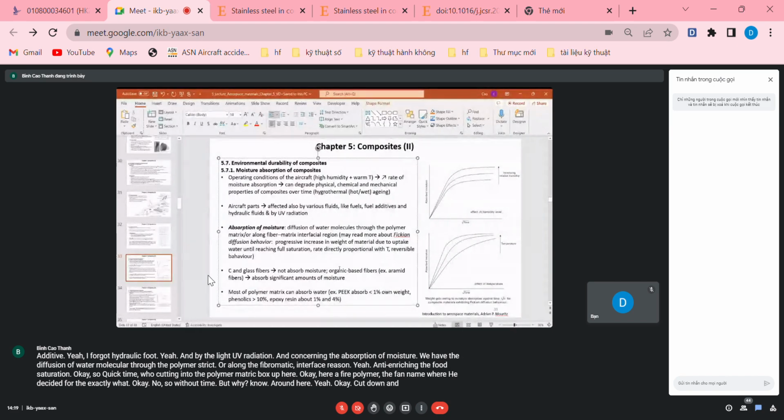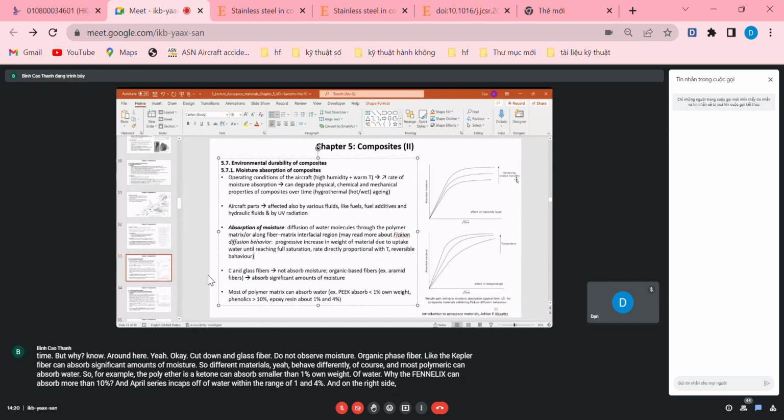Carbon and glass fiber do not absorb moisture. Organic based fiber like the Kevlar fiber can absorb significant amounts of moisture. So different materials behave differently, of course. And most polymer matrices can absorb water. For example, polyether ether ketone can absorb less than 1% by weight of water, while the phenolics can absorb more than 10%, and epoxy resin can absorb water within the range of 1 to 4%.